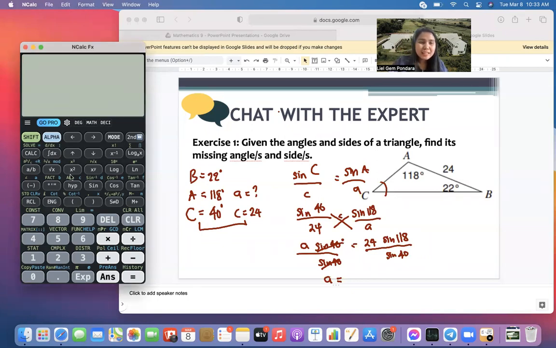Very good. Let me verify it using our calculator. 24 sine 118 over sine 40. There. The answer is 33.97. But if you want to make it a whole number, then we can write it as 33.